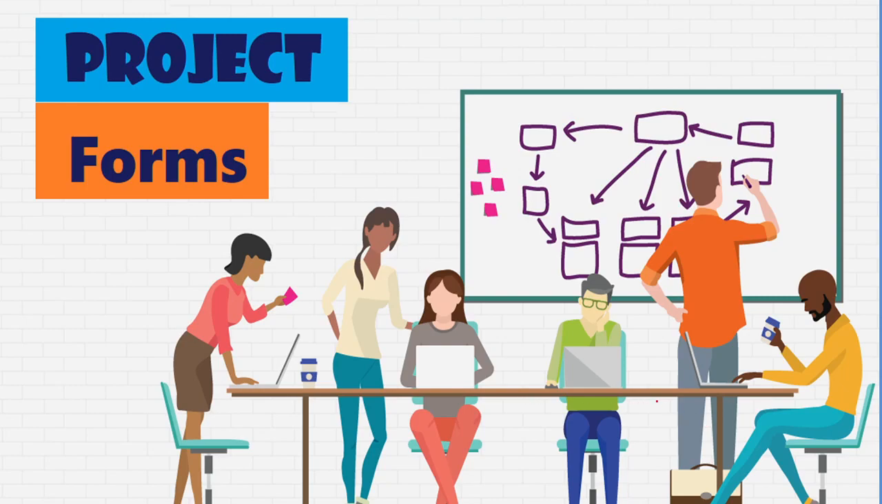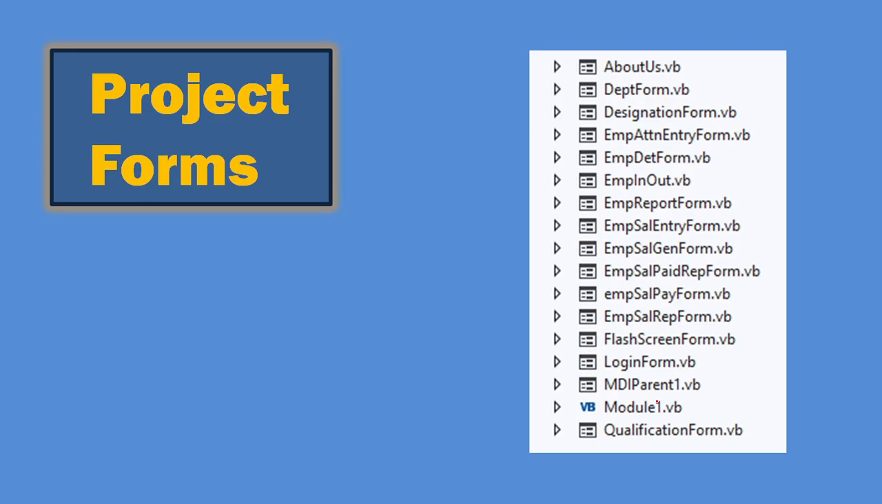Project forms. Let us understand what forms we are using in this project. A form is where you have controls. Some forms are used to input the data, some forms are used to process it, and some to report. Here we have more than 15 forms. I'll show you what each form will do. Here the forms are in alphabetical order, but in a project we'll show which one has to come first. For example, this one has to come first, the flash screen.